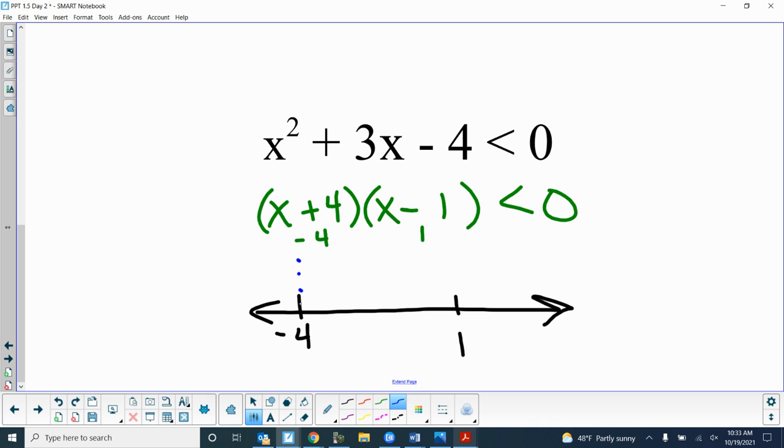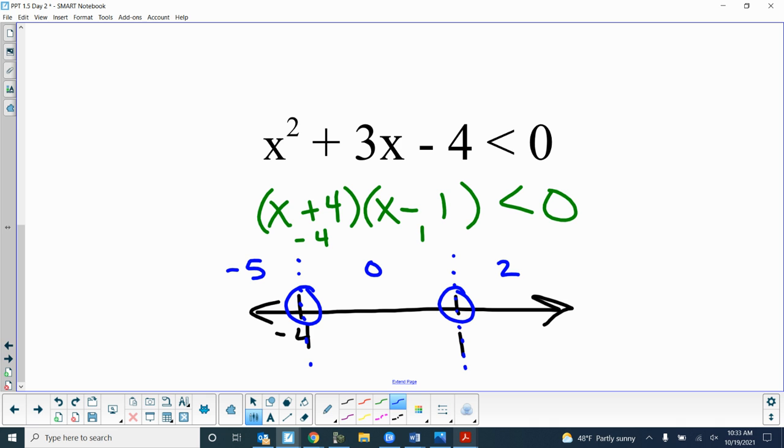So, well done. Thank you. All right, so do I put solid dots or circles at negative 4 and 1? Circles, thank you. All right, what numbers do we want to pick? Negative 5, 0, and 2. That's what I would pick. Again, you can pick any number you want, though, that's in that section.